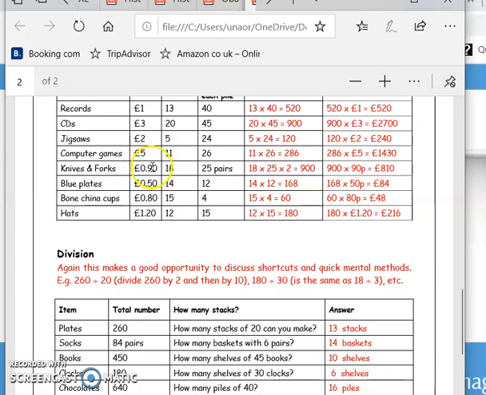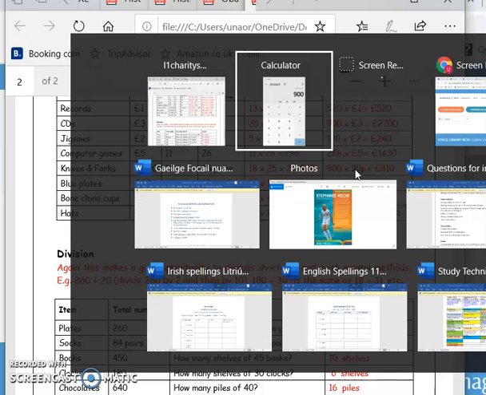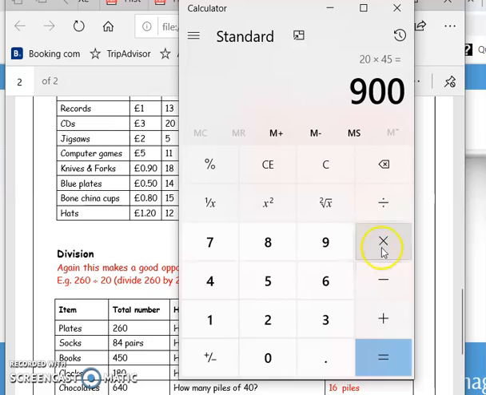Now, you're told that each knife and fork costs 90 pence, 90p there. So there's two ways you can do this. The answer here shows 900, which we figured out over here, by 90p. If you multiply 900 by 90, well, there's our 900.